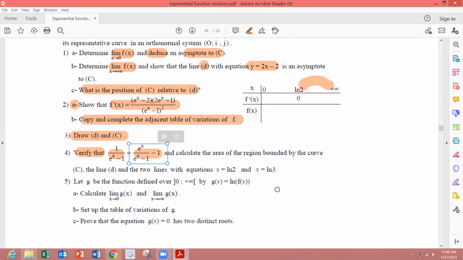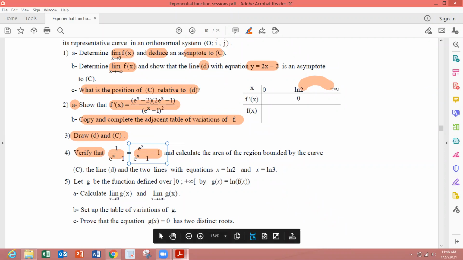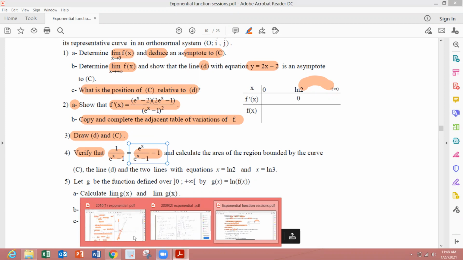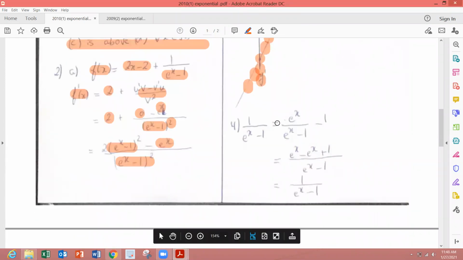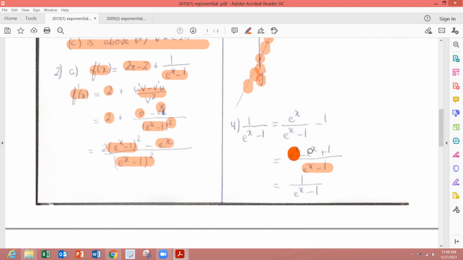We take the right part and take the LCM. So this is the right part. I take the LCM, which is e^x minus 1. It is e^x. e^x times minus 1 is minus e^x. Minus 1 times minus 1 is plus 1. e^x minus e^x is 0. So we get 1 over e^x minus 1.